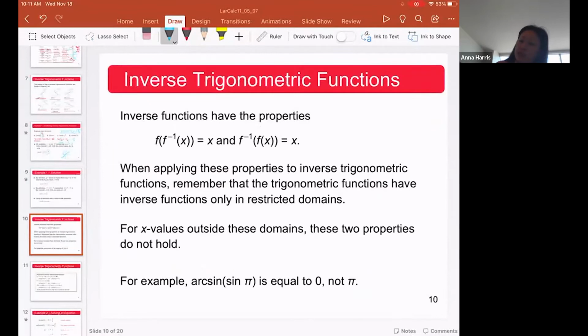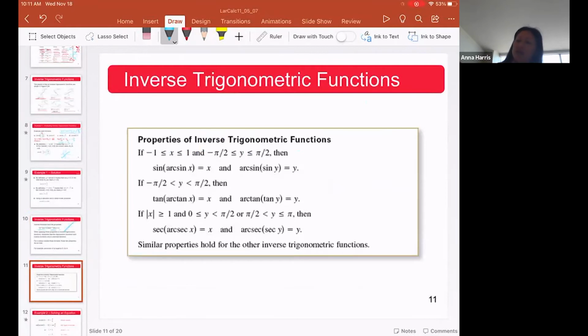As you know, inverse means what? If I compose this, f of f inverse will give you x. The same thing, f inverse of f will give you x, because when you compose them, you get just x. So, properties of inverse trigonometric functions. If -1 is less than or equal to x and less than or equal to 1, and y is between negative pi over 2 and pi over 2, then sine and arcsine are inverse to each other and just give x. And arcsine and sine just give y. In other words, tangent and arctangent are inverse to each other, and arctangent and tangent are inverse to each other. So you're just left with whatever the argument is.